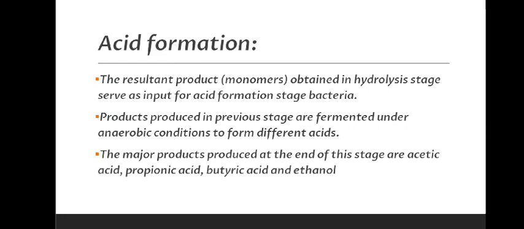Acid formation: the resultant product obtained in hydrolysis stage serves as input for acid formation stage bacteria. Products produced in previous stages are fragmented under anaerobic condition to form different acids. The major products produced at the end of this stage are acetic acid, propionic acid, butyric acid and ethanol.